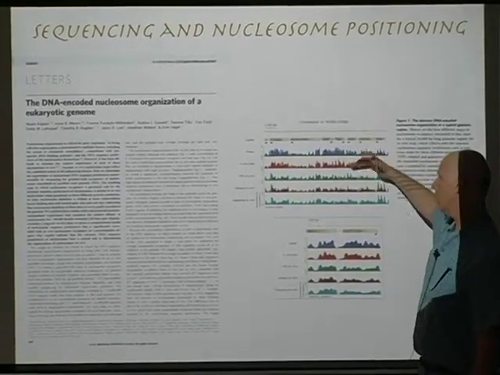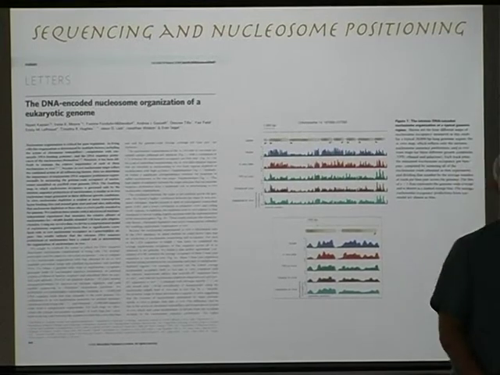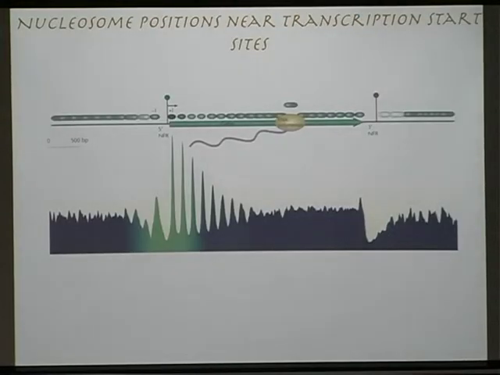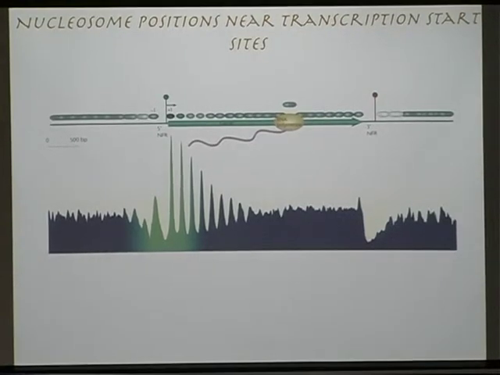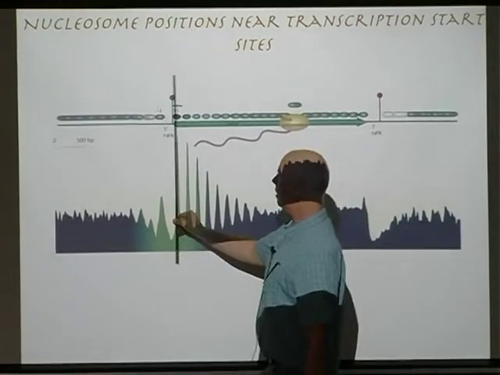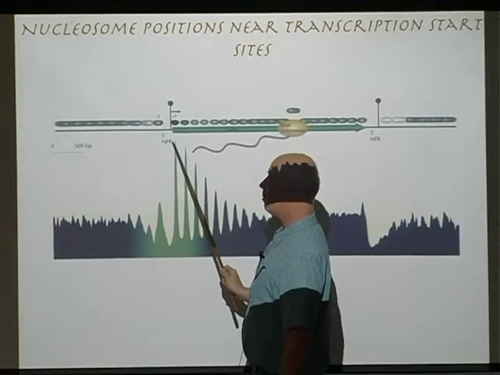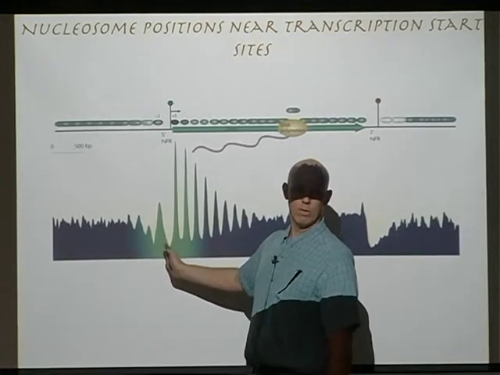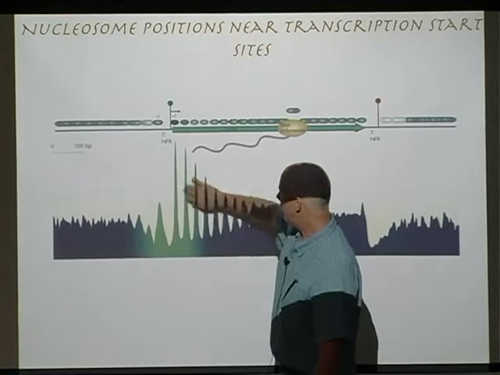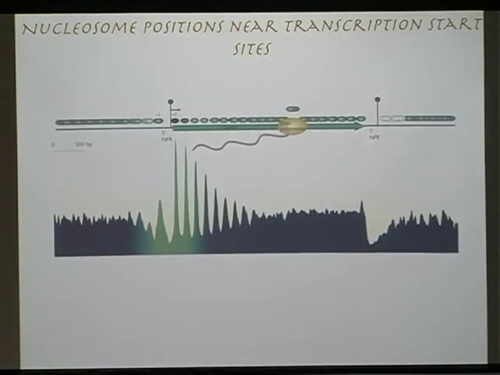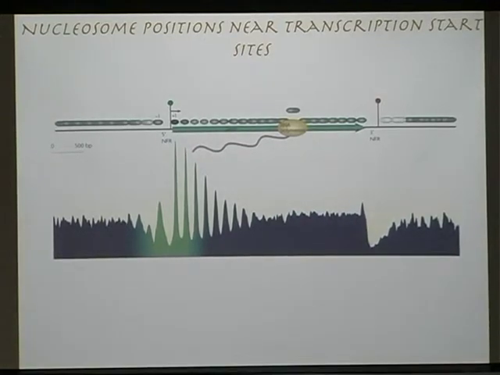These different colors correspond to different growth media. But the thing that I want to call your attention to is this. This, to me, is the most interesting thing to come out of these experiments. So what's shown here is basically the so-called nucleosome-free region. Notice that this is highly depleted of nucleosomes. And then this very characteristic periodicity to where nucleosomes are found within genes.